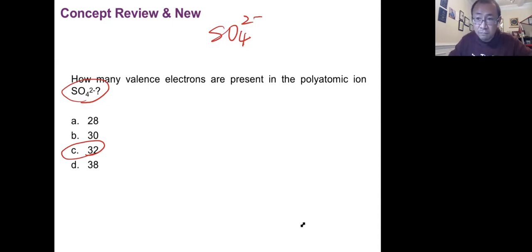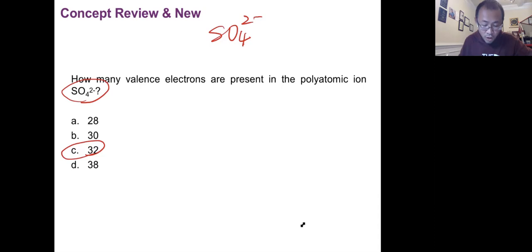When you see an ion, look at the charge. If you see negative charge, add on top. If you see positive charge, means what? You need to lose, you need to get rid of some electrons. Depends on what the ion is. So SO4 2 minus, sulfate, has 32 total.